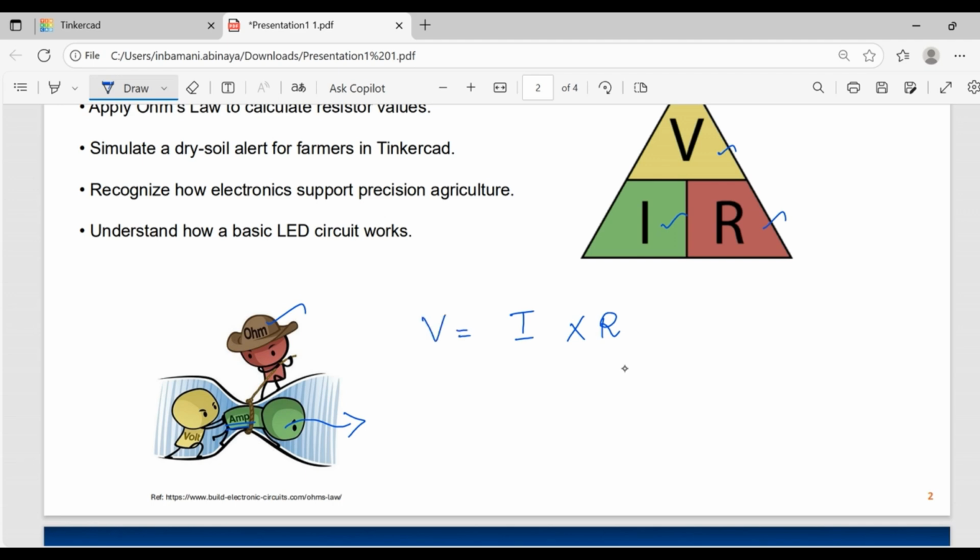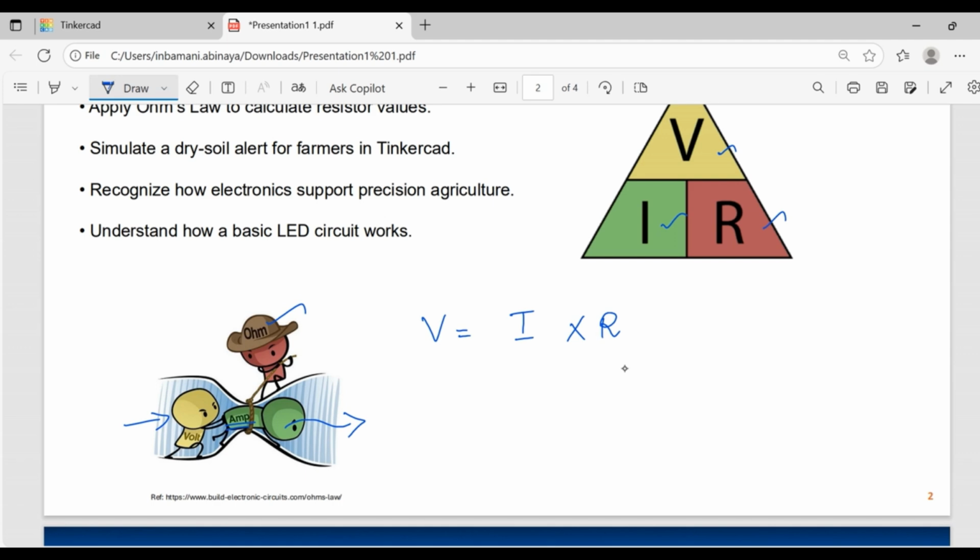V represents the voltage. Voltage is the potential difference between the two points in a circuit. It's like a push that drives the electric current through the circuit. Think of it as the water pressure in a pipe. It's measured in volts.